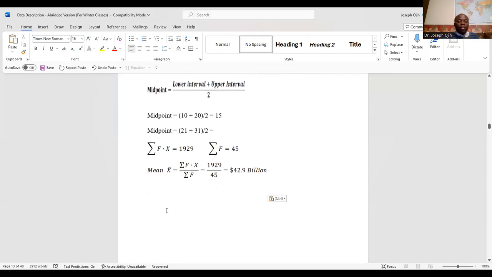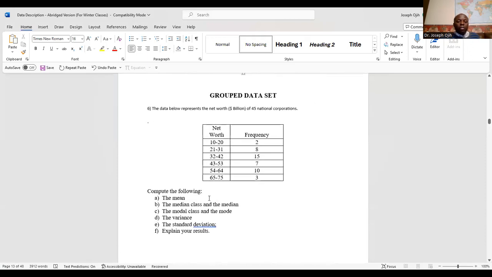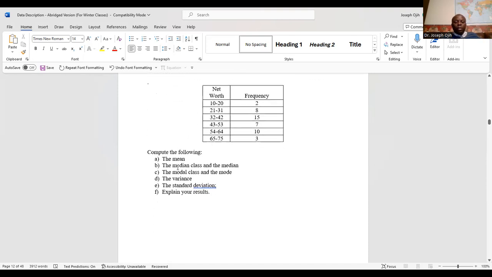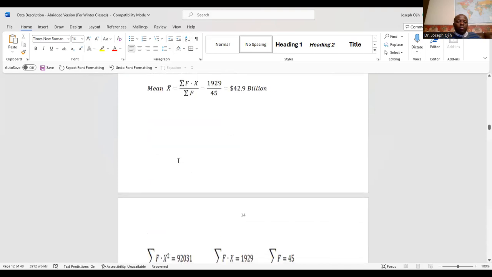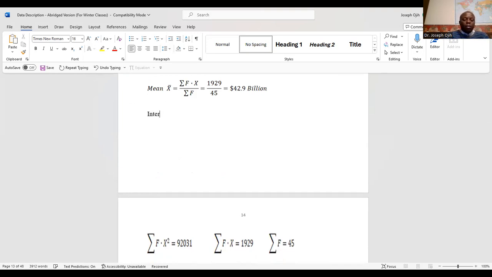42.9 billion. Now we can interpret it. Remember, this question is about the net worth in billions of 49 national corporations. So you have that in mind when you interpret it. We just got the mean. So what does it mean? How do we interpret it? Interpretation of the mean. So let's write the interpretation.